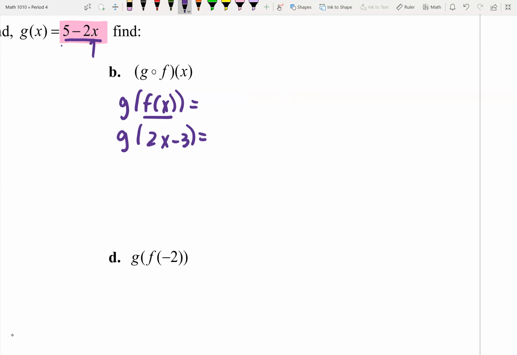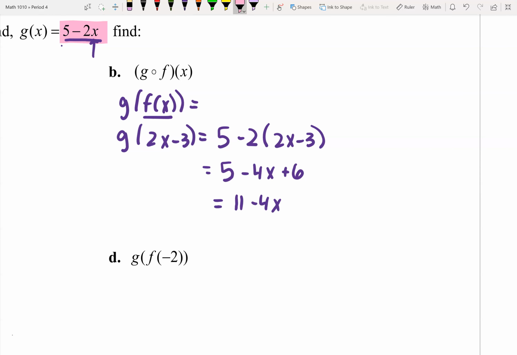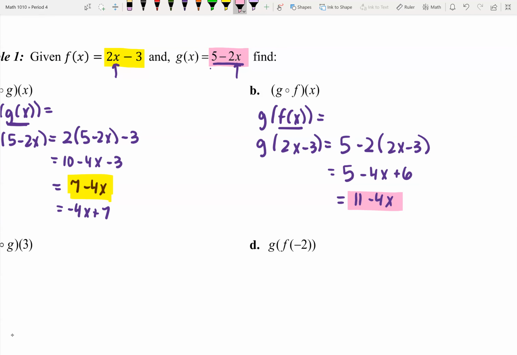And where I see that x right there, I'm going to replace it with 2x minus 3. So it's 5 minus 2, and then in parentheses 2x minus 3. So nothing happens to the 5, but I distribute the negative 2, and I get negative 4x plus 6. 6 plus 5 is 11 minus 4x. You could also write negative 4x plus 11, and you're done. Okay? Who says I'm totally good?